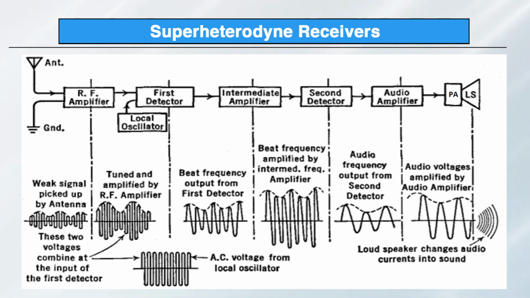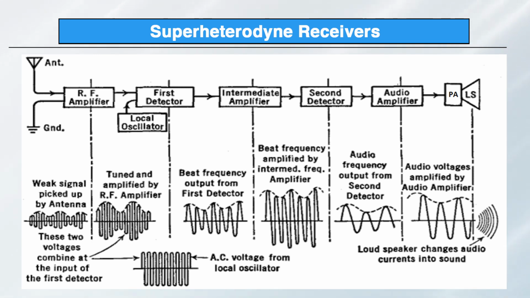The function is to demodulate the IF signal to recover the original audio or data modulation imposed on the RF carrier, converting the IF signal into a baseband audio or data signal suitable for further amplification and reproduction. Types of detectors: there are some different types. One is the envelope detector, common in AM receivers, which rectifies and filters the IF signal to recover the audio signal. The discriminator, common in FM receivers, detects the frequency variations in the IF signal to recover the audio signal.